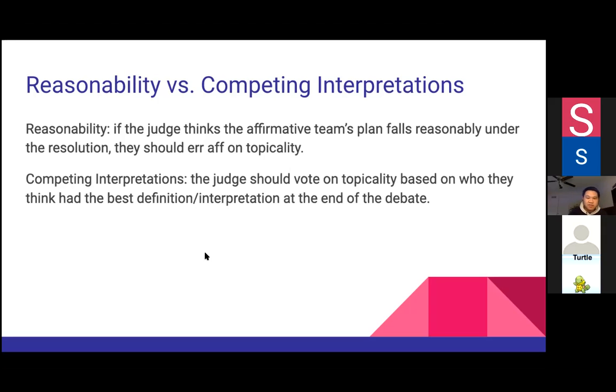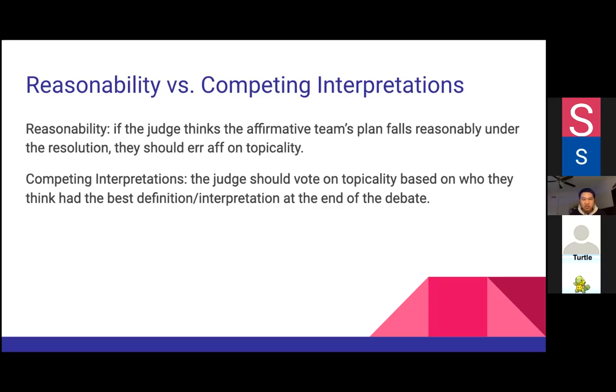So there's a couple of specific arguments when it comes to the theory behind reasonability and competing interpretations. And we'll talk about that when we talk about theory in the future. But ultimately, it comes down to whether or not the negative team believes that it is good for the judge to dismiss topicality based on their own discretion, or whether or not that's bad. The affirmative team will obviously say it's good because most of the time judges will vote for the affirmative if they believe reasonability is good.